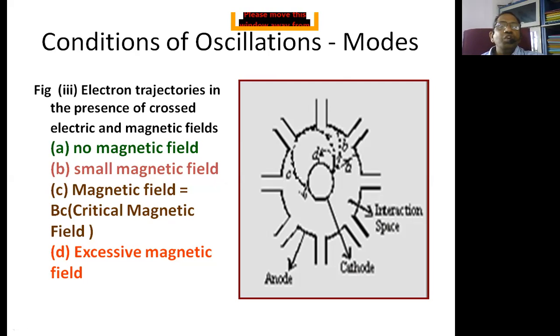The next one is what now? The magnetic field is equal to BC, which is known as the critical magnetic field. What is a critical magnetic field? It is a magnetic field where the electron beam is simply going to graze this particular cavity location. Grazing means what?